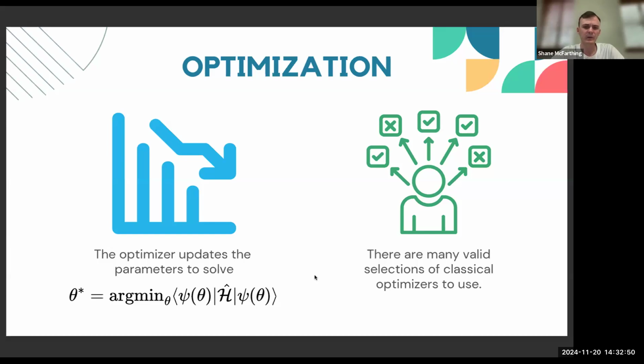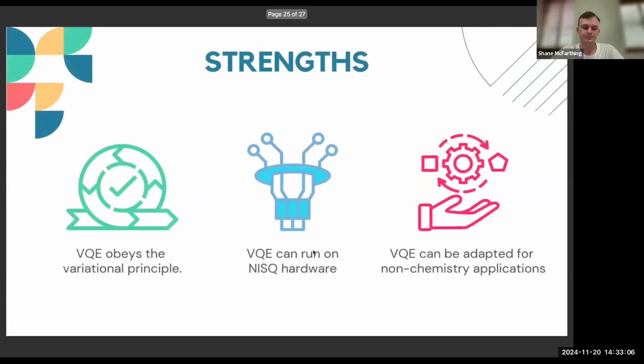And the options for the optimizers that we have is kind of limitless. You can use any optimizer that's capable of performing a minimization. And what we're trying to do is just lower the energy of the state. So once we've prepared the state, we calculate the energy. We then try to lower that with the optimizer.